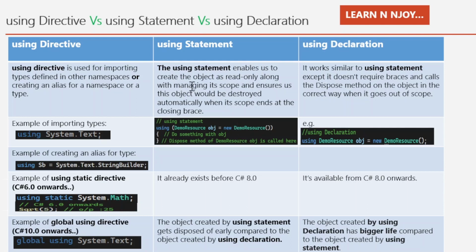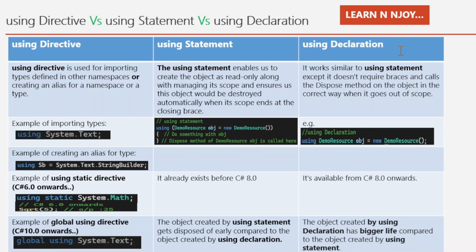And then it manages the scope. It is going to manage the scope via the opening curly brace and closing curly brace. In between these two braces, our scope will be there for this particular object, right? We can do something with this object in between, right? And the third part of the using statement says this object will be destroyed automatically when its scope ends at the closing brace. If you see here, at the closing brace, the dispose method of the demo resource object is called. So basically the curly braces in a using statement ensure that this object is going to get destroyed by calling this dispose method, right?